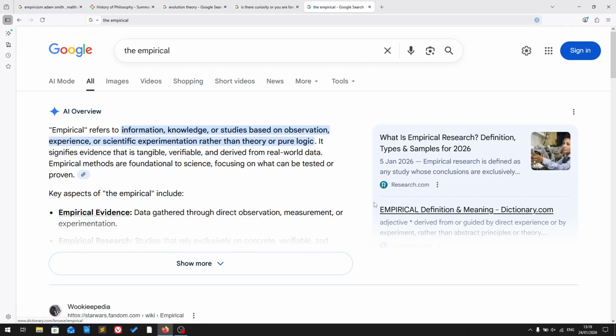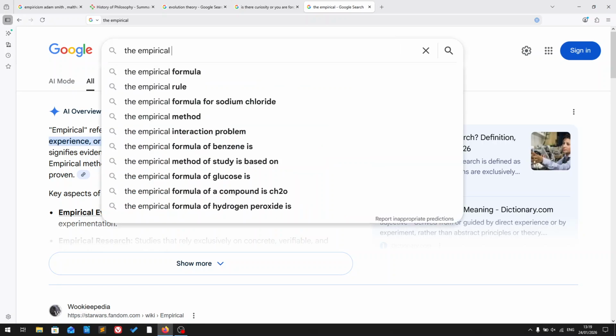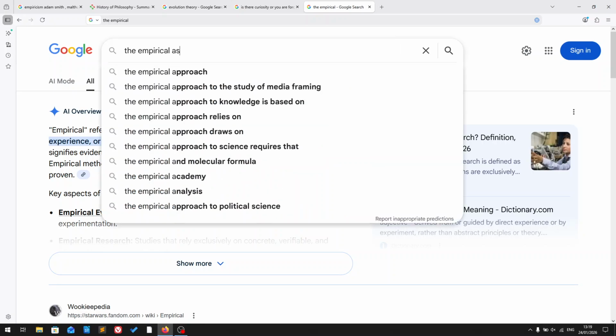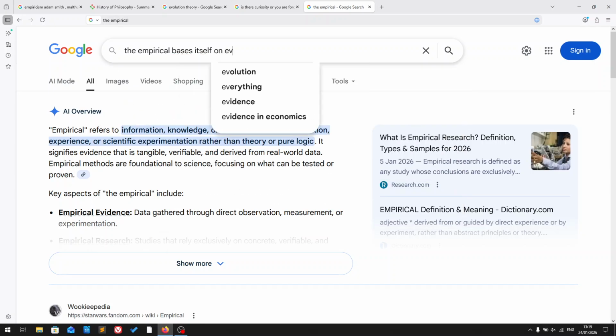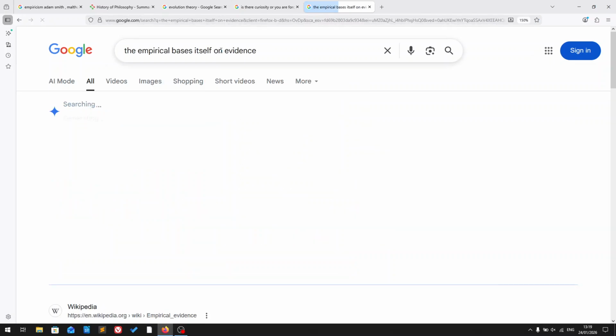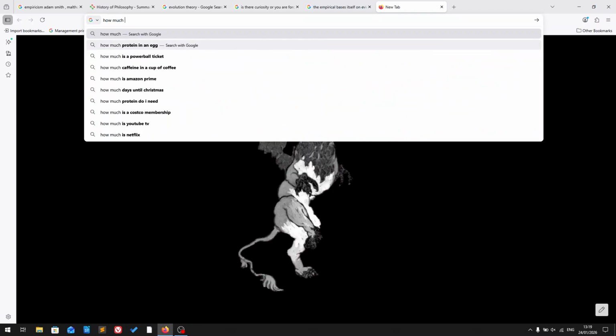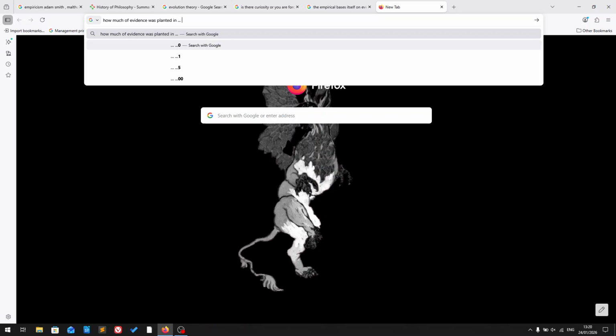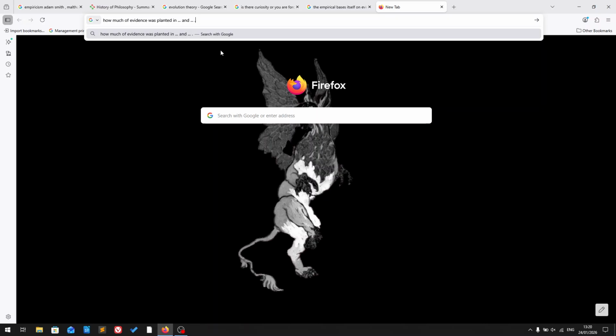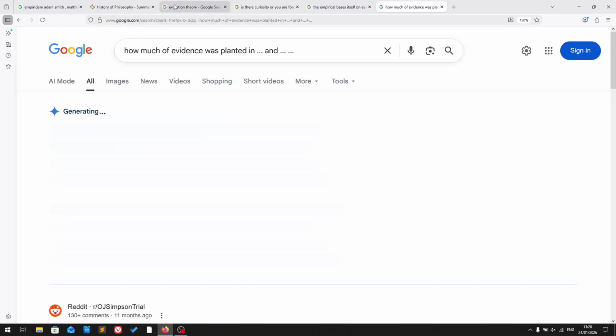And the point is, it is a very opinionated view I'm giving you, but the empirical bases itself on evidence. How much of evidence was planted, and that kind of thing.